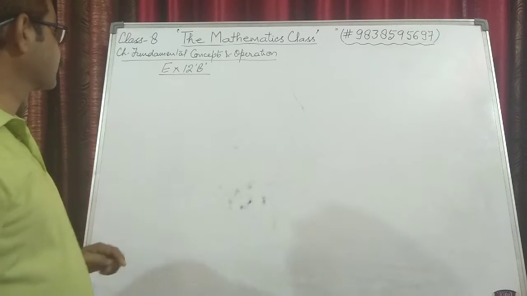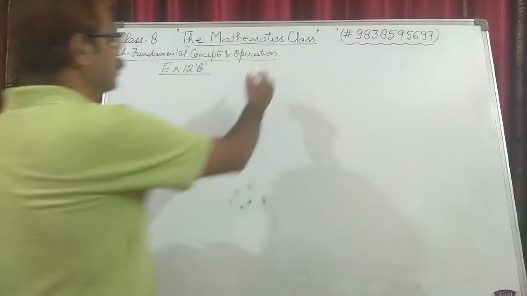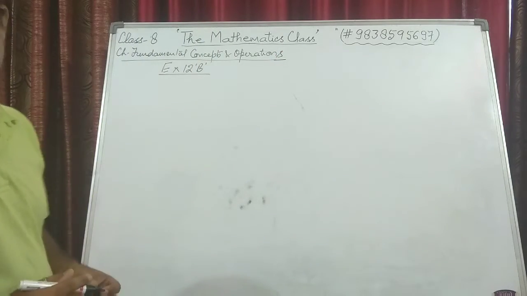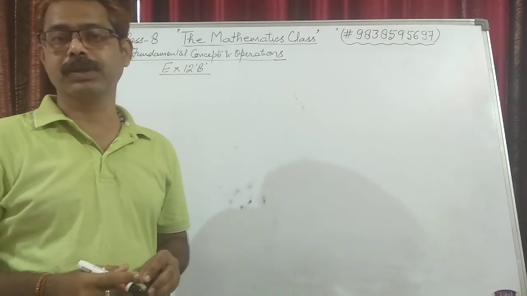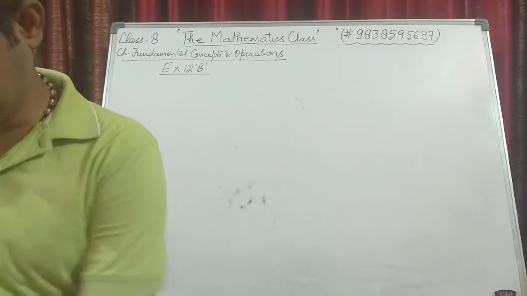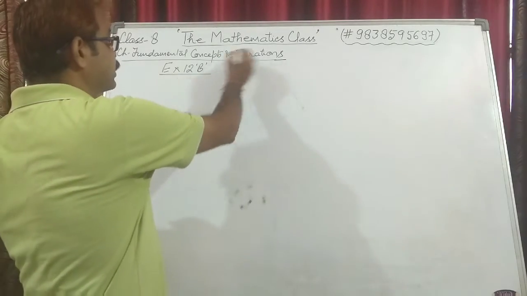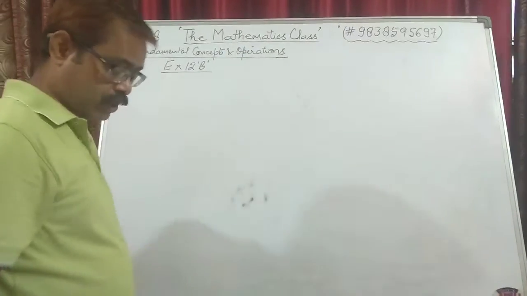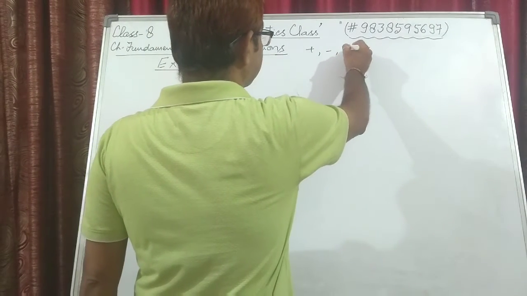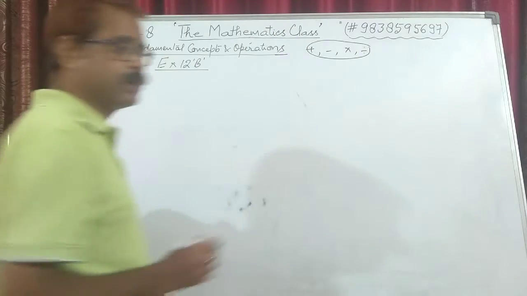This class is for chapter 12, fundamental concepts and operations, for class 8, in continuation of the previous class. In this class we are going to discuss operations on polynomials. What type of operations? Plus, minus, multiplication and division. These things we will be studying from now onwards.